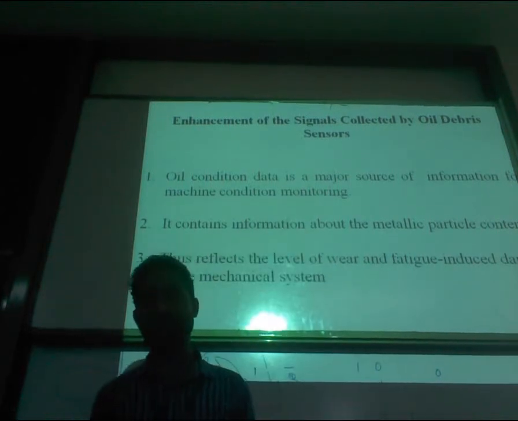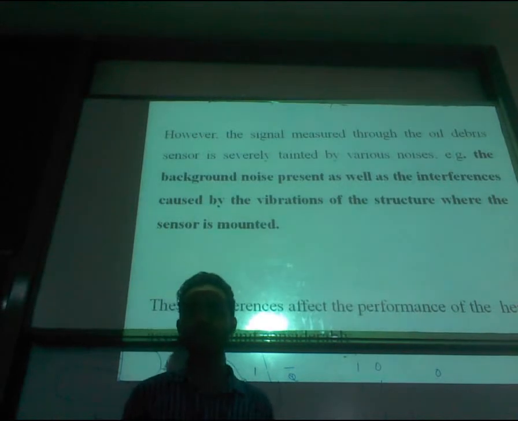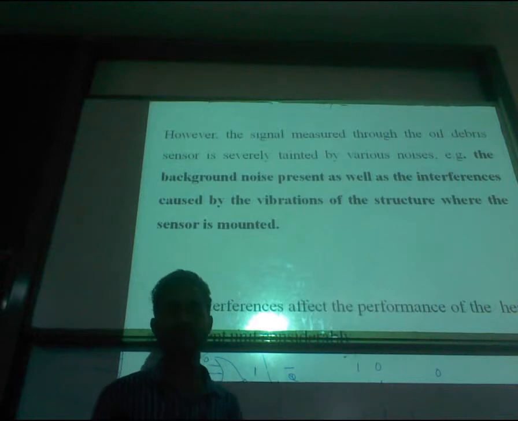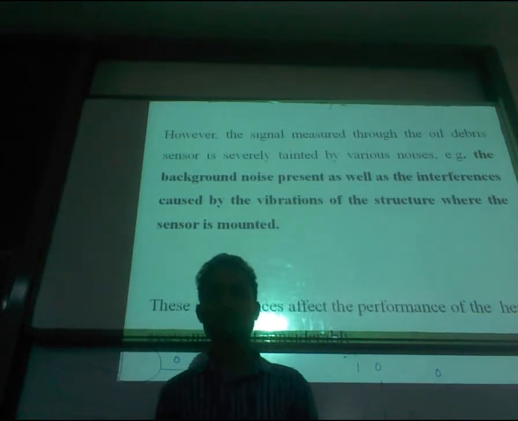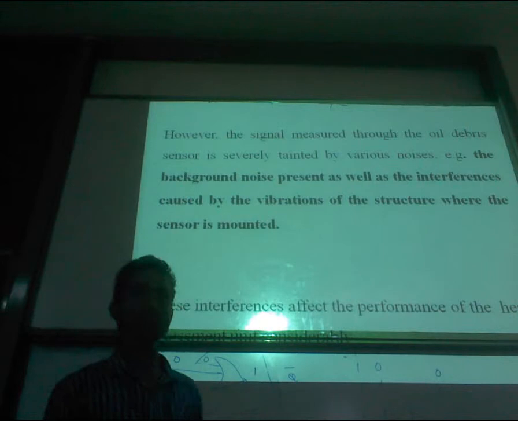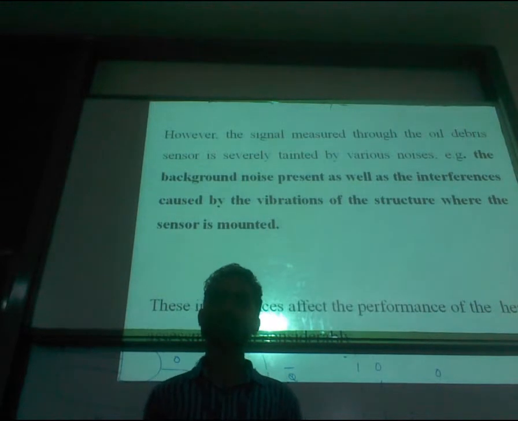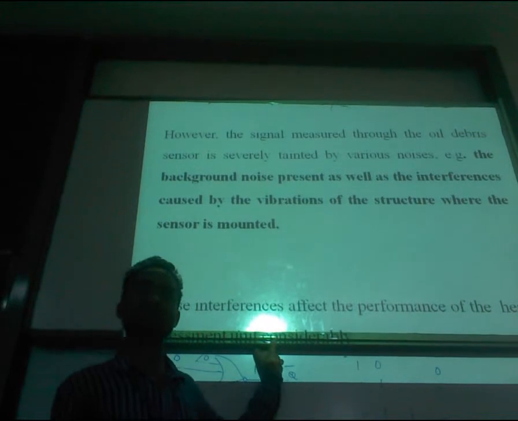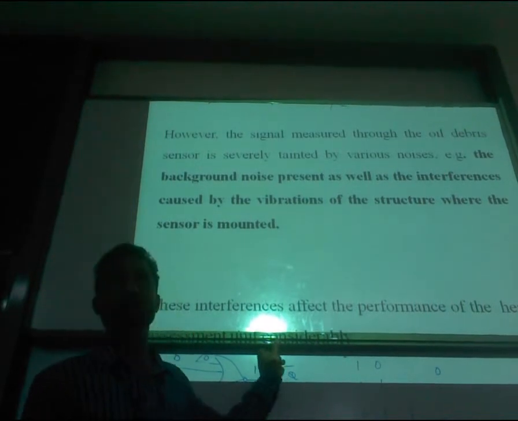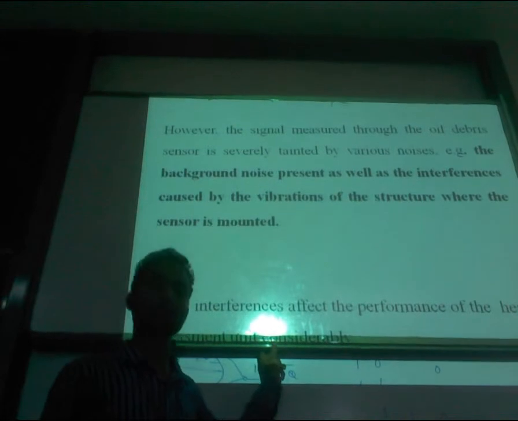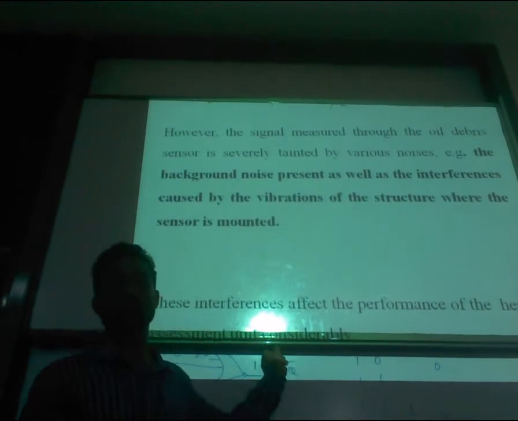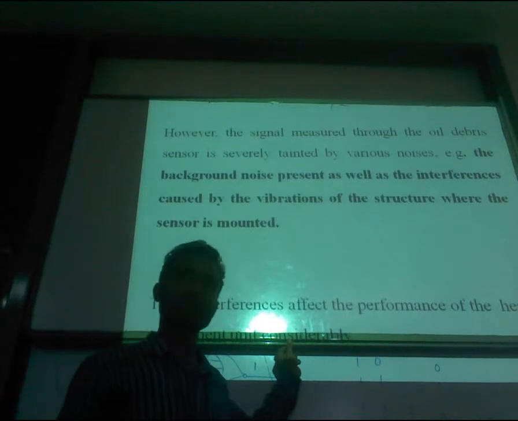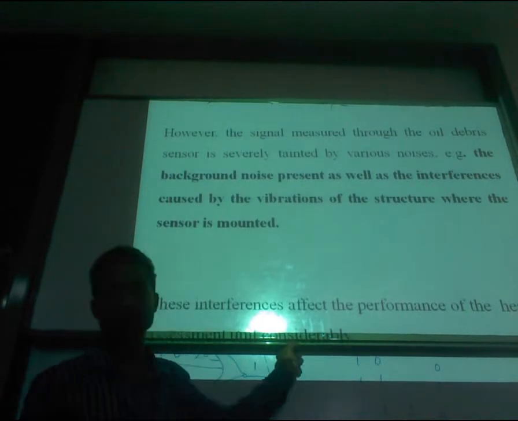However, the signal measured through this oil debris sensor is severely tainted by various noise. For example, the background noise as well as the interference caused by the vibration of the structure where the sensor is mounted. The sensor is mounted directly on the engine cover, so obviously there is a lot of vibration there. And there is also noise due to the wiring present in the entire assembly. So these are the two major causes which interfere with the signal we get from the oil debris sensor.